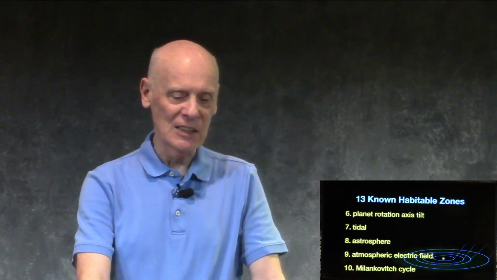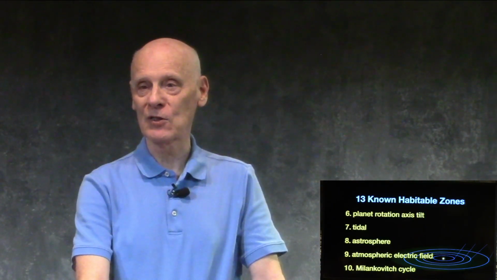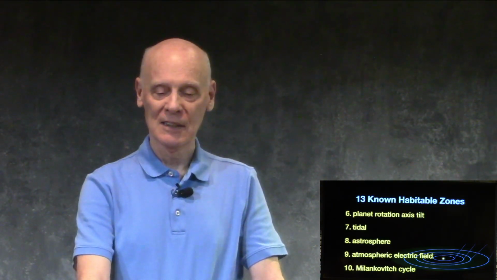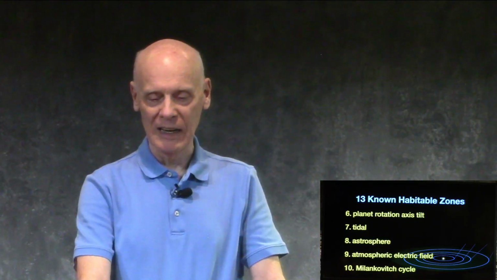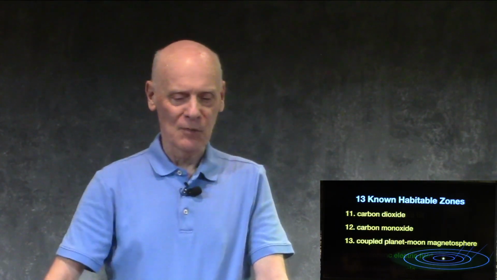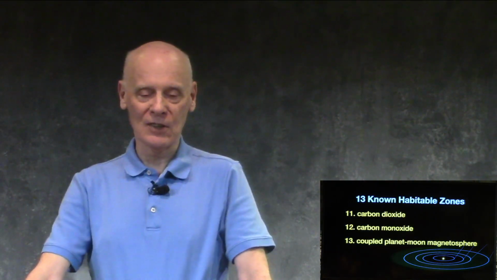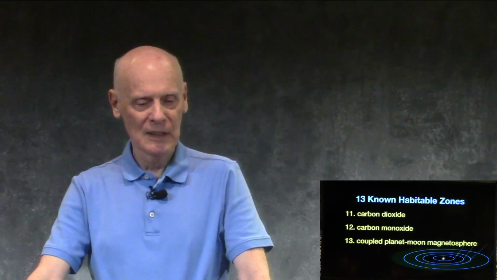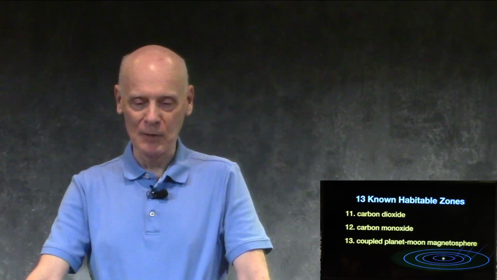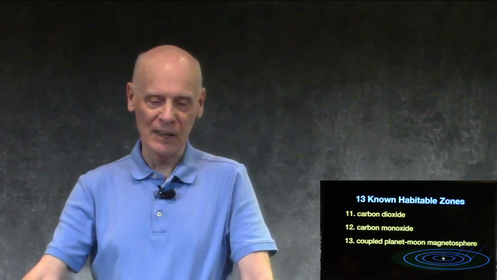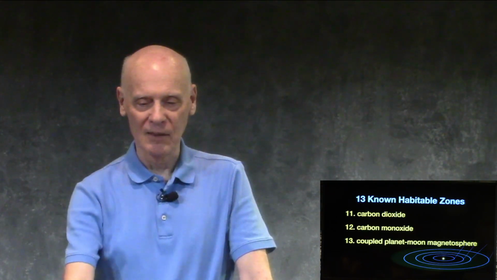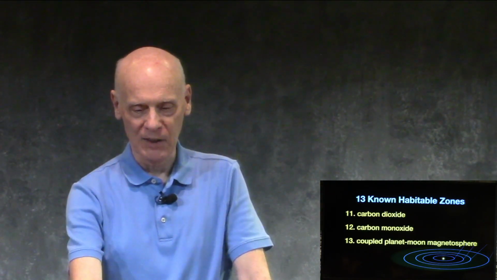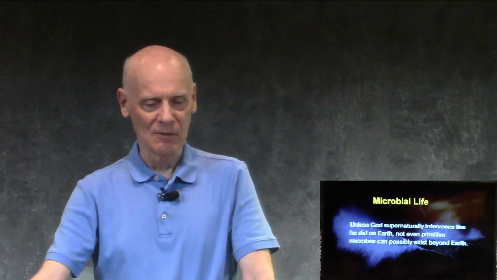I won't go into the details of the Milankovitch cycle. If you're interested, there's a chapter on that in my already published book, Weathering Climate Change. But these are the three most recently discovered ones. That there is a carbon dioxide habitable zone, a carbon monoxide habitable zone, and what we discussed last week, the coupled planet-moon magnetosphere.